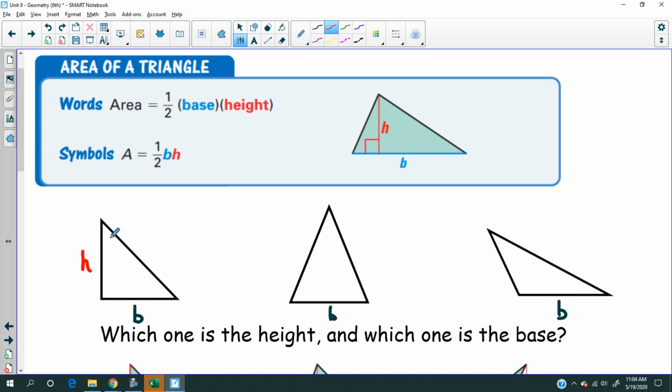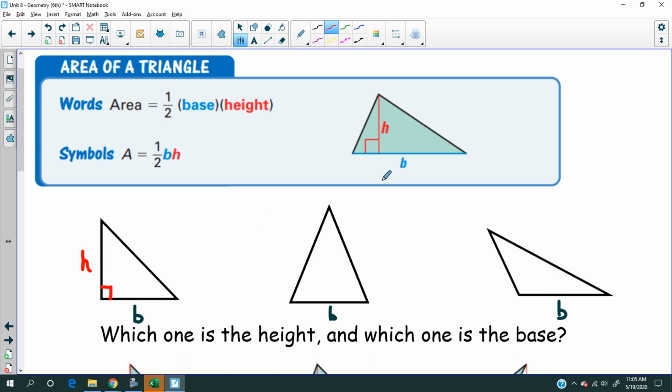Now, you might say, okay, well, Mr. Ing, why is this not the height? And you'd be right. Good question. And my answer to you is this. A height, by definition, is a line that comes out of the base or is connected to the base. Once again, the height is a line that is connected to the base that forms, this is the most important part, a right angle.